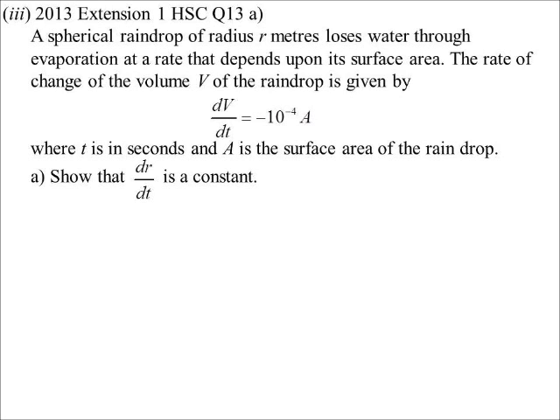First thing, show that dr/dt is a constant. So we're trying to find dr/dt. We know dV/dt, so ideally we want a link between V and r.